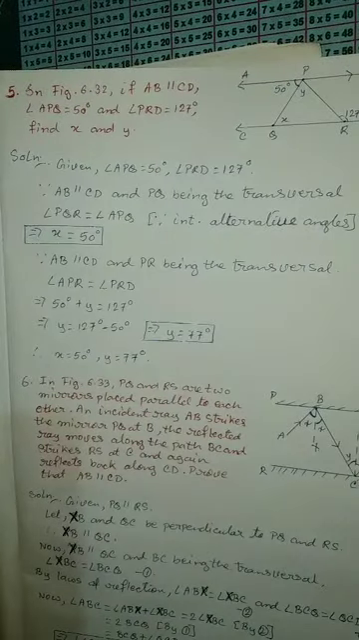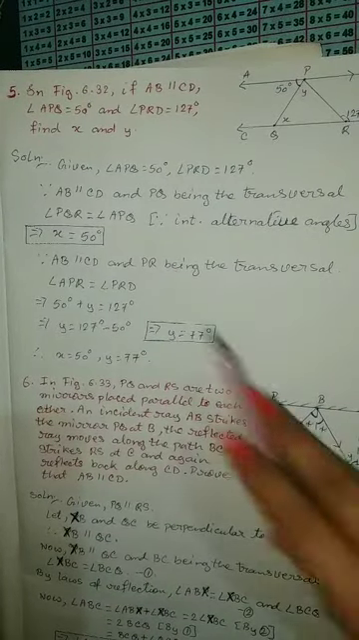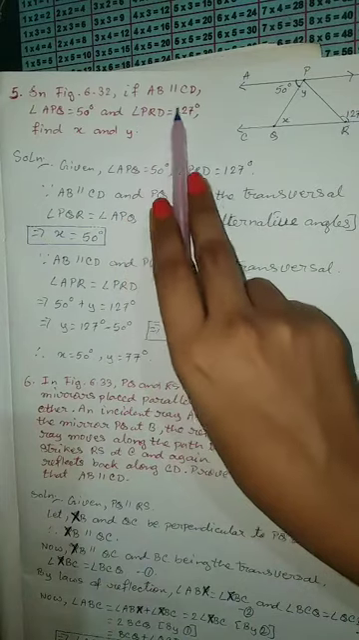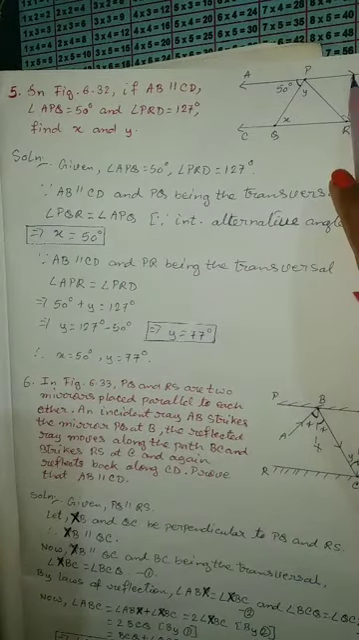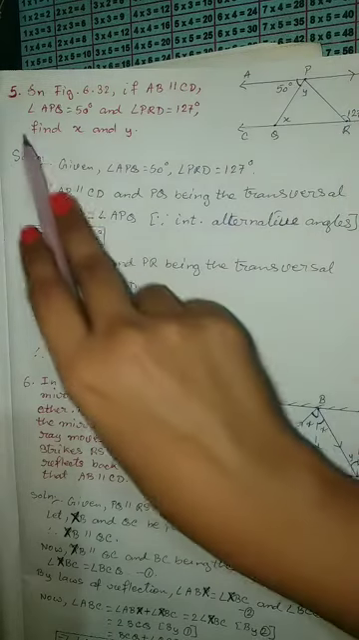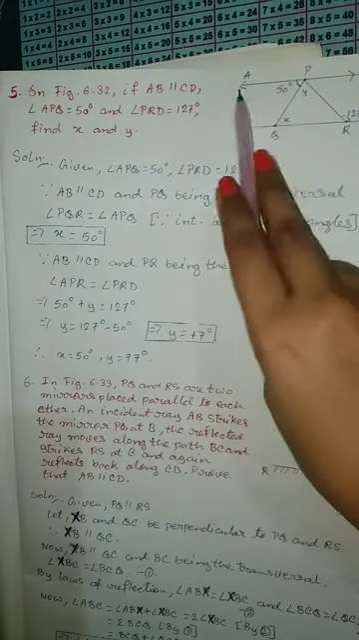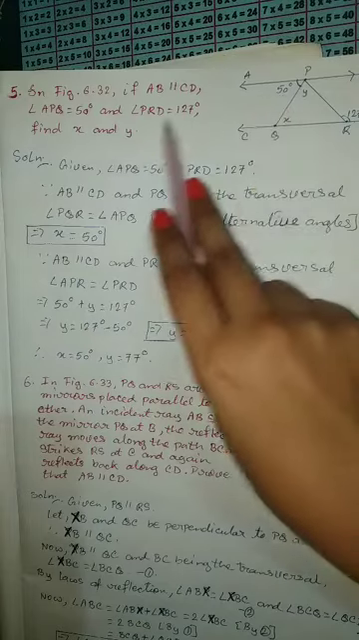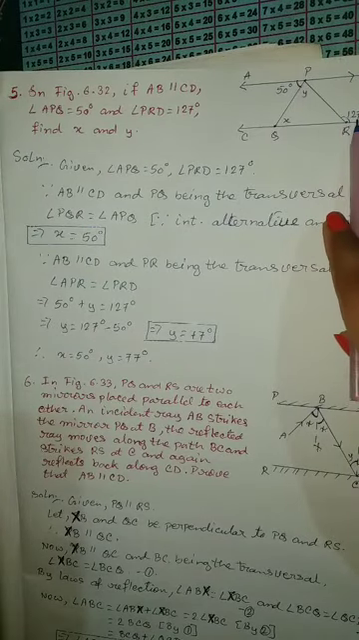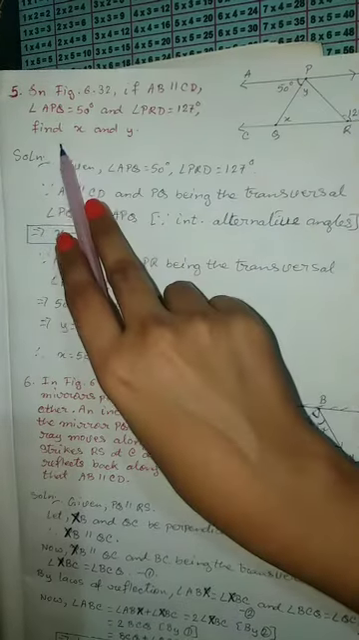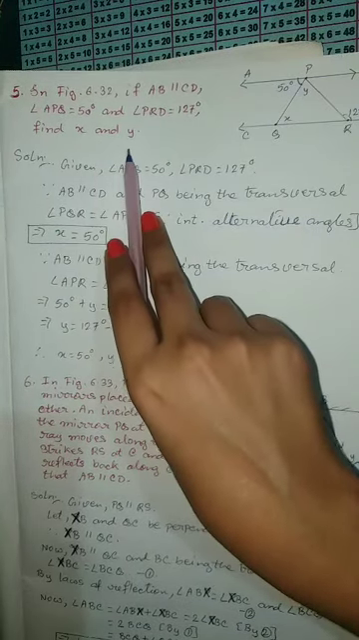Now we will solve question number 5, which is a very easy one. The question says, if AB is parallel to CD, here is the line AB and here is the line CD. If they are parallel to each other, then angle APQ is given as 50 degrees and angle PRD is given as 127 degrees. Then we have to find out the value of X and Y.